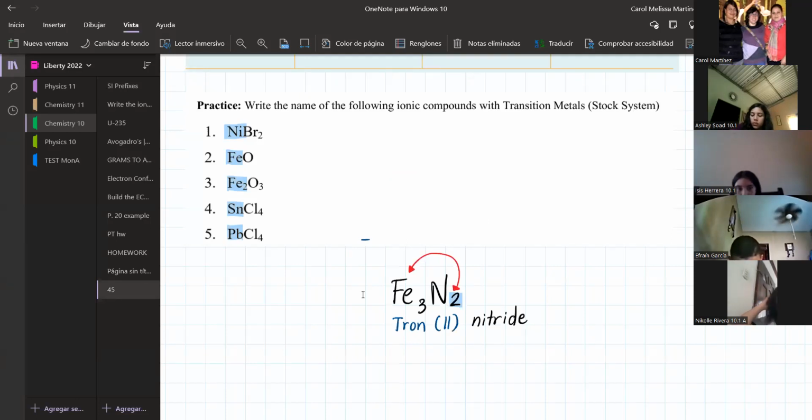Okay. So let's work with the first example. As I'm telling you, one key, but it's not the only key, okay? But one key is to see the subscript of the anion. Nickel is a transition metal, okay? Not nitrogen, nickel. Nickel, don't forget.